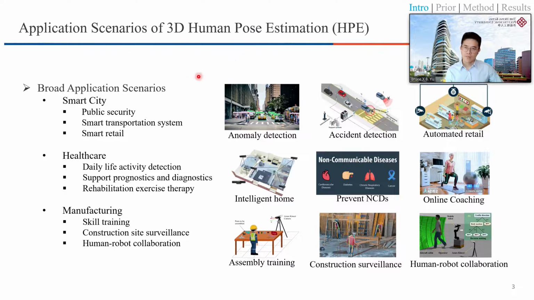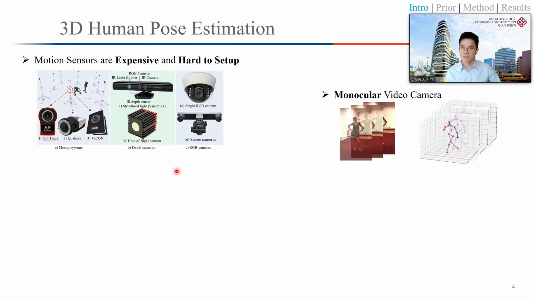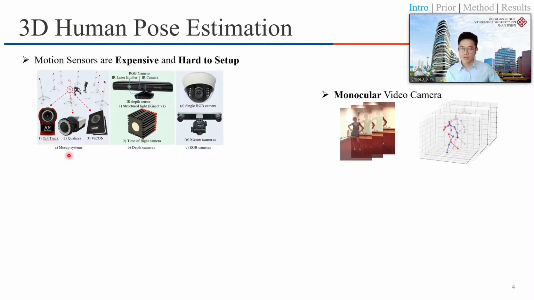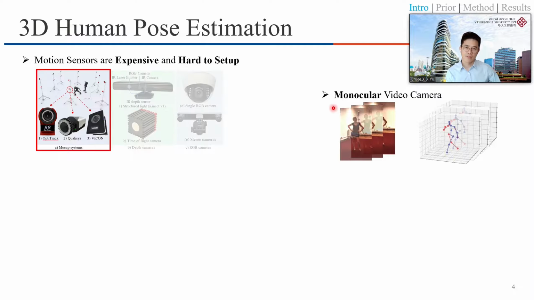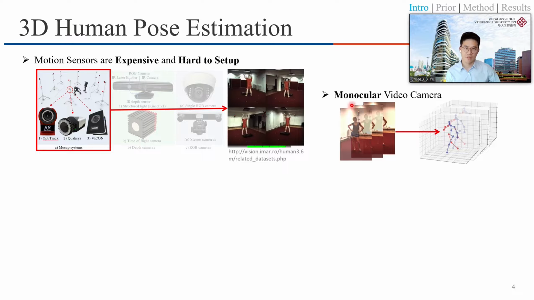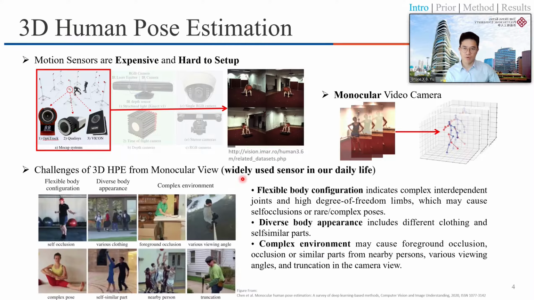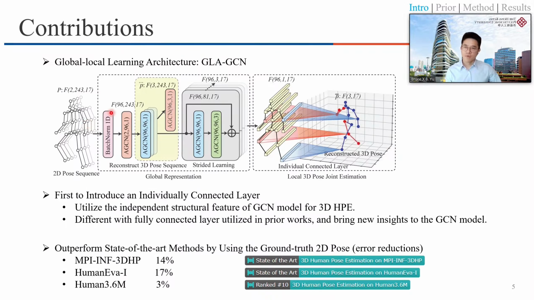3D human pose estimation can have broad application scenarios such as smart city, healthcare, manufacturing, and so on and so forth. 3D human pose can be retrieved from motion capture, which is very expensive and usually hard to set up. Instead, we can detect the 3D data by using a monocular video camera, which is a more widely used sensor in our daily life. But it faces several challenges, such as the flexible body configuration, the diverse body appearance, and the complex environment.